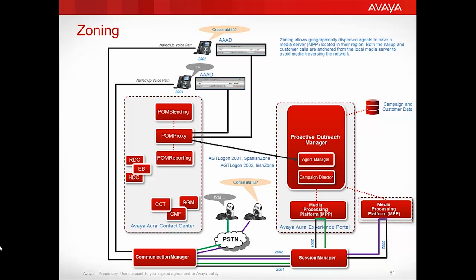As we mentioned before, when agents call their AGT Logon, they send in their zone, and that zone is chosen from a drop-down list on AAD. So here our first agent logs on to station 2001 from the Spanish zone, and agent 2002 logs on from the Irish zone. So here we see two MPPs, both associated with our POM server.